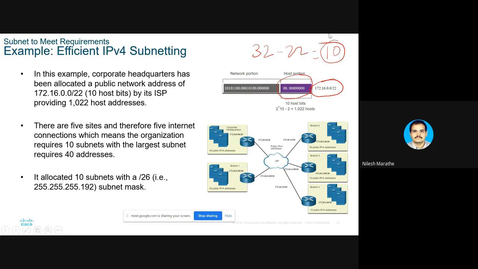Now let me understand how many subnets are required. 1, 2, 3, 4, 5, 6, 7, 8, 9, 10. Agreed? You cannot have this subnet as per this one. There should be a separate subnet from the ISP to this edge router. Public will be different here and different here. So there are total 10 subnets required. So 10 subnets can be taken from how many bits?